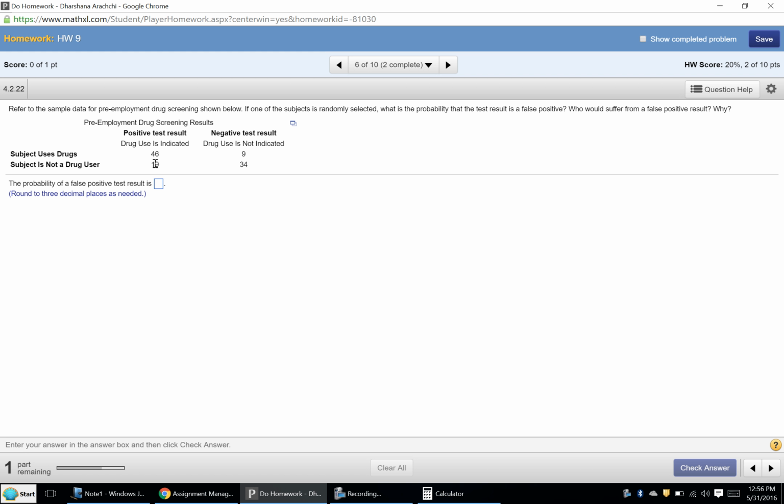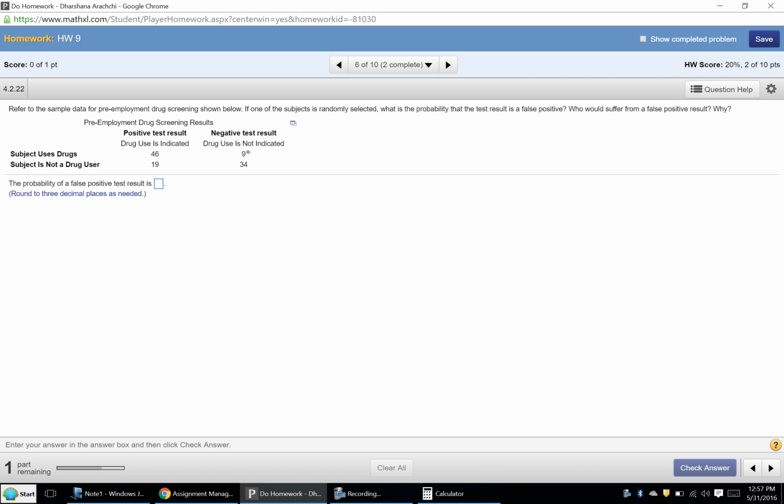And here this 19 represents what? How do you explain this 19? Well, this experiment falsely identified these 19 people as drug users, but the subjects were not really drug users. So this 19 is a false identification. Now the second column is negative test result. Negative test result means this test says these subjects are not drug users.